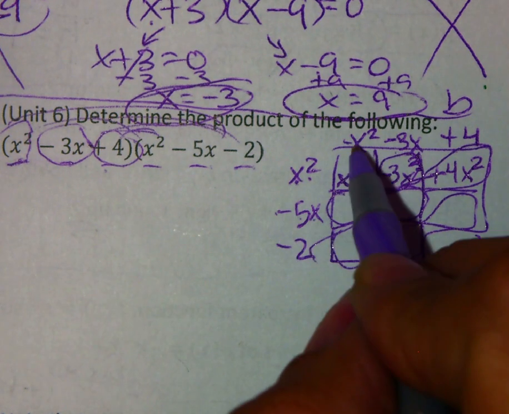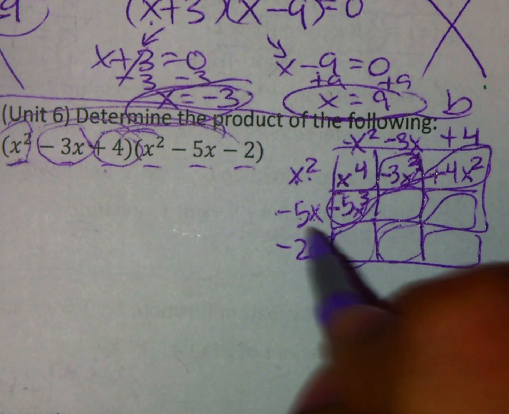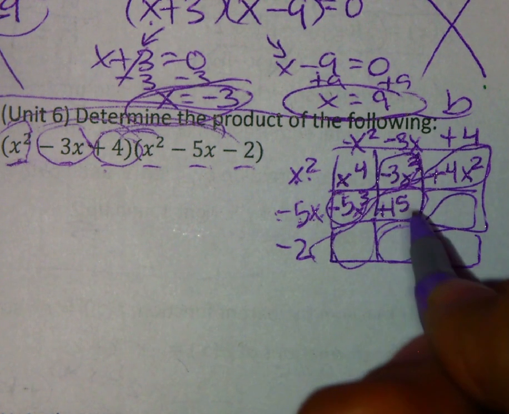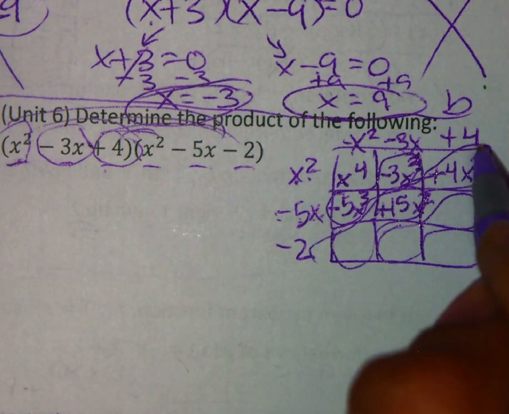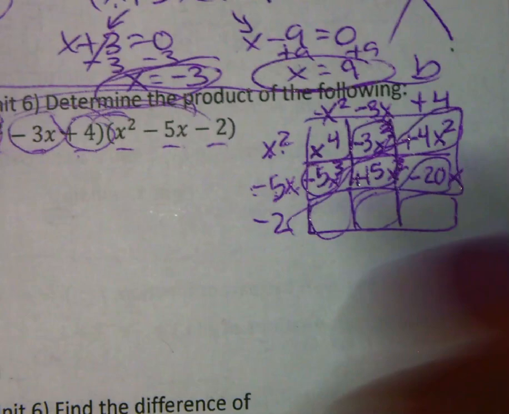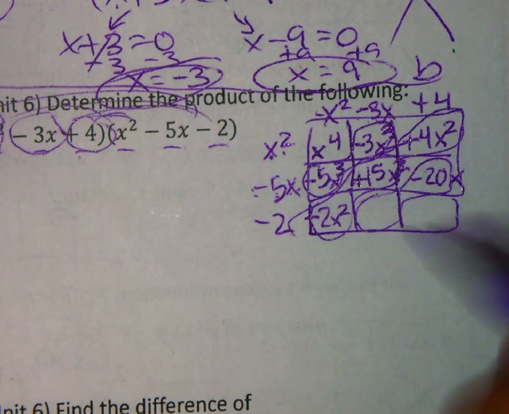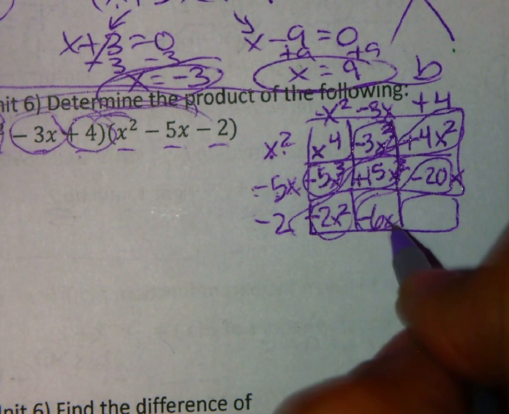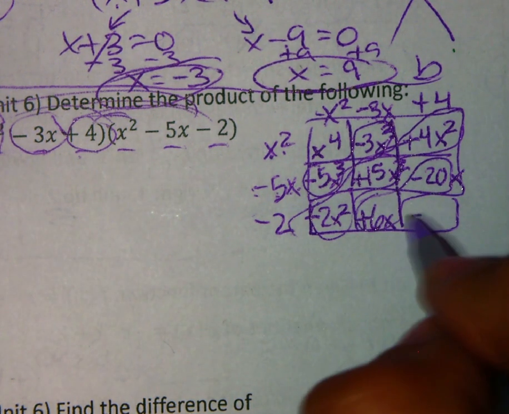Negative 5x times x squared is negative 5x to the 3rd power. Negative 5x times negative 3x, that is a positive 15x squared. And negative 5x times positive 4 is negative 20x. Negative 2 times positive x squared is negative 2x squared. Negative 2 times negative 3x is negative 6x. Well, it's actually positive, negative times negative. And then negative 2 times 4 is negative 8.